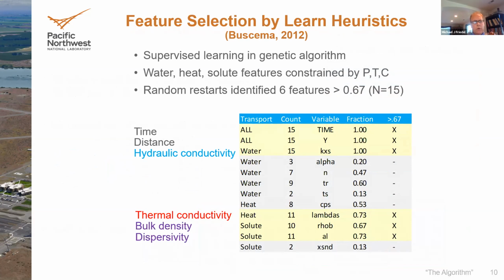Influential model parameters or features are identified based on mutual information content using a heuristics algorithm. In this case, a series of neural networks with back propagation are evaluated using a genetic algorithm and a fitness function constrained by the 3 state variables: pressure head, temperature, and concentration. To identify the robust features, we use random restarts of the algorithm and then evaluate the parameter modes. Important model features highlighted here in yellow with mutual information are the time, distance, hydraulic conductivity, thermal conductivity, bulk density, and dispersivity.